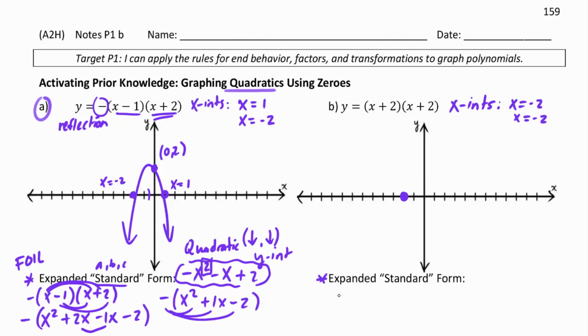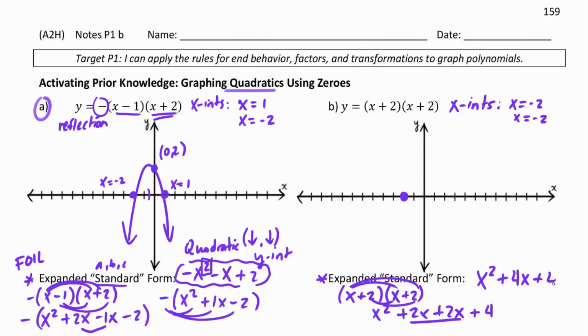So expanding this out, foiling it out, I have x plus 2 multiplied by x plus 2. Well, x times x, that is x squared. X times positive 2 is plus 2x. I get the inside plus 2x, and the last terms here, 2 times 2, would equal 4. Now, there's no negative in front to have to distribute here, which is kind of nice. There's less work actually for us to do. I just combine these middle two terms to get x squared plus 4x plus 4.